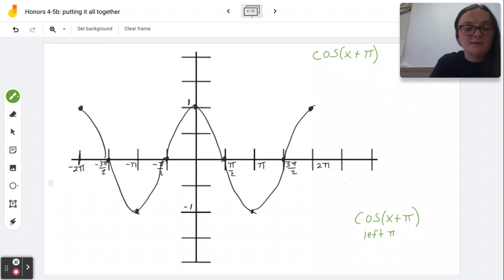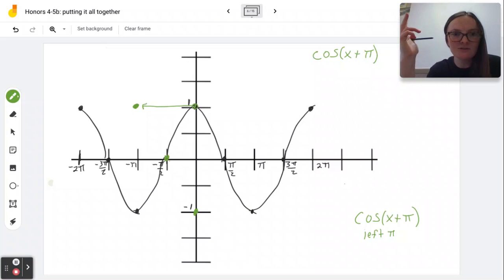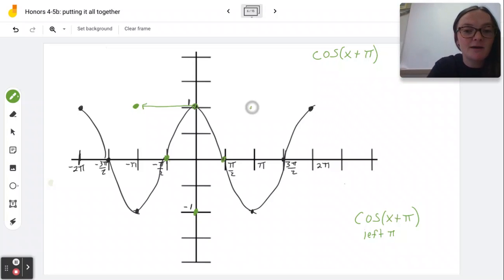So let's do that. To shift this graph left pi, I'm going to take its starting point and shift it to the left pi, like this. And then I'm going to follow the same pattern. Cosine starts at a maximum, goes down to the midline, down to a minimum, and I'm following perceived quadrant lines. The quadrant lines are just my marked out lines this time. Come back up to the midline, come back up to a maximum, and fill that out.